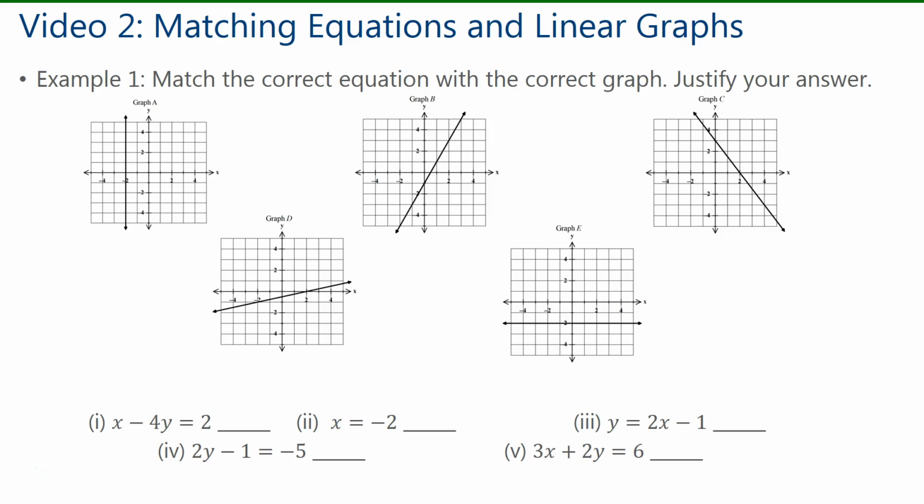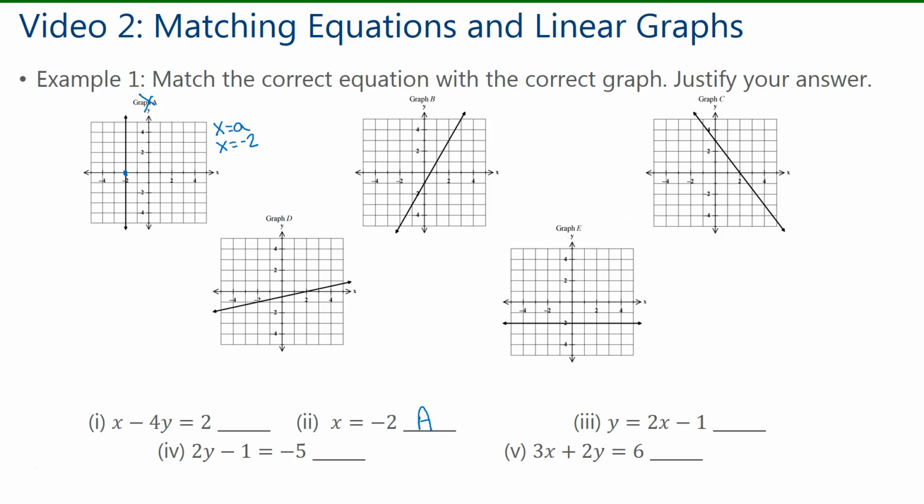Example 1: we have 5 different graphs that have to be matched with one of the 5 different equations listed below. So we start with graph A. Here we have a vertical line that passes through the x-axis, so it would be an equation of the form x equals some number a. And because it passes through -2, we have x equals -2. So that matches with equation 2 down below.